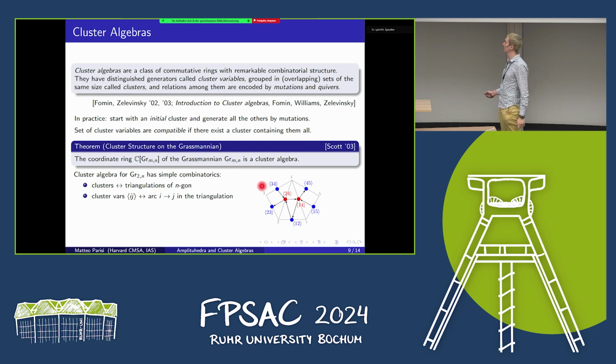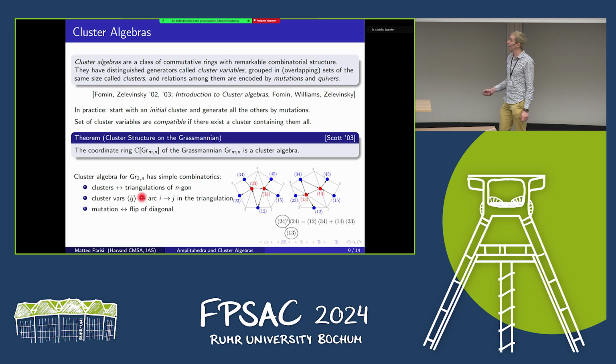So here, for example, this is a triangulation of a pentagon, and here you can see the angle brackets are placed on each arc of the triangulation, and you can see the cluster, the collection of clusters. And also, if you want to go from a cluster to another cluster via mutations, the algebraic procedure of mutation corresponds combinatorially to flips of a triangulation to another, so flipping a diagonal.